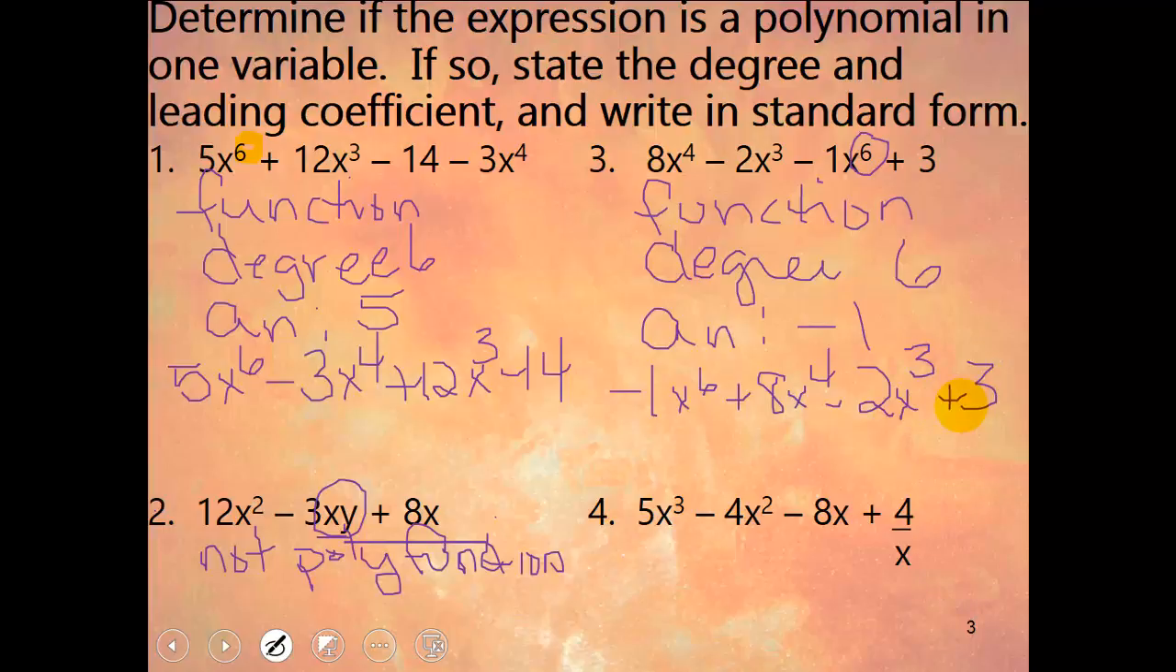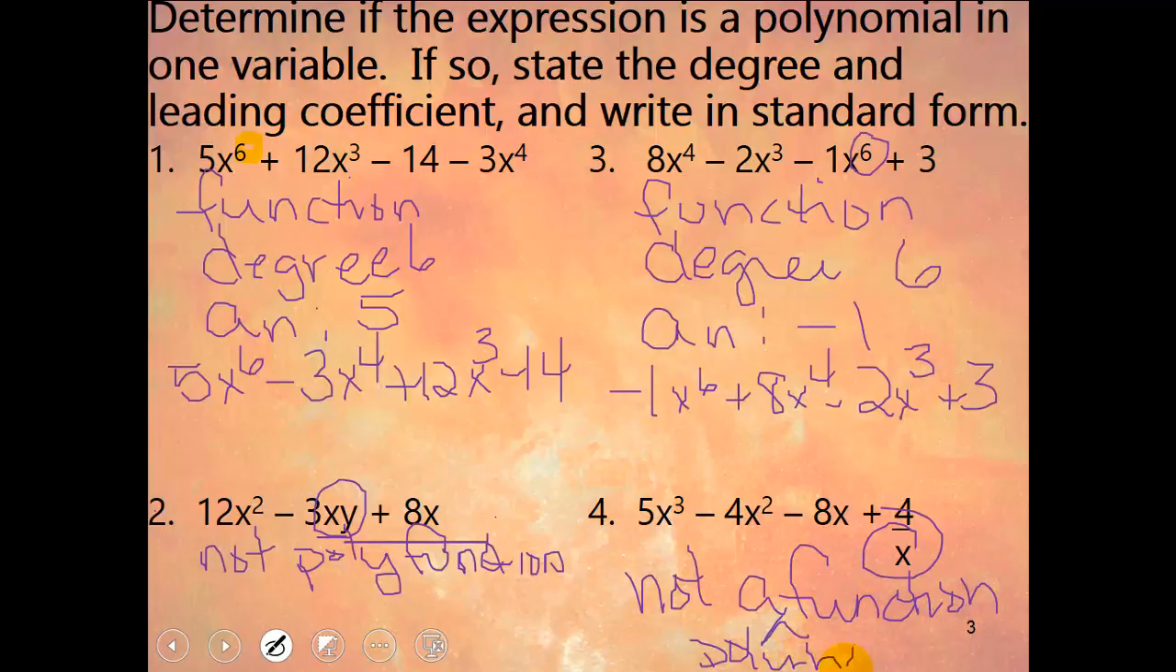On number 4, notice that I'm dividing by a variable. That means that I have a negative exponent, so this is not a polynomial function. Let's go ahead and put the word poly in there because it is a function. It's going to be a rational function, so it's not a polynomial function. It's a different kind of function.